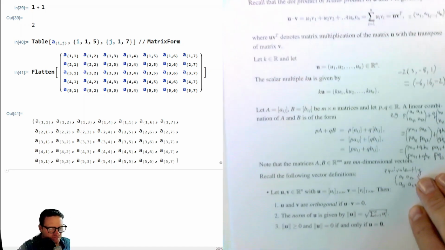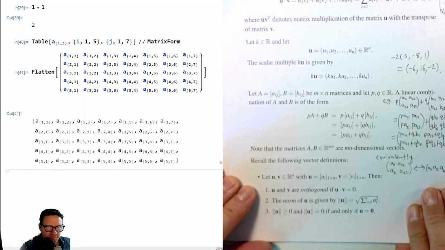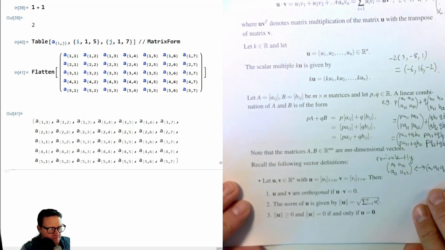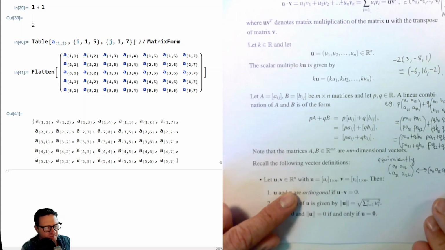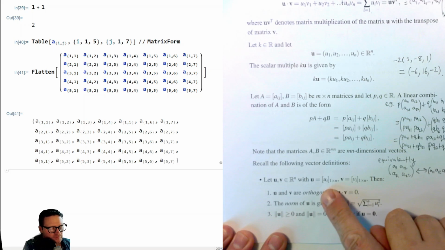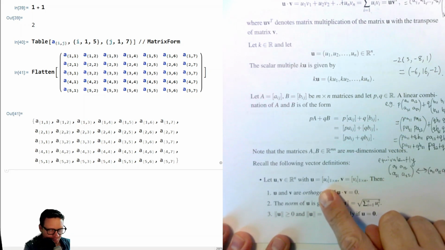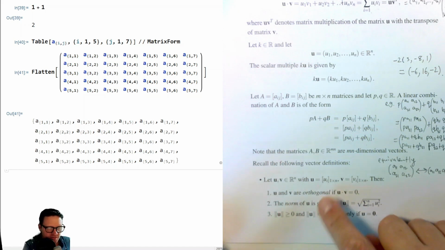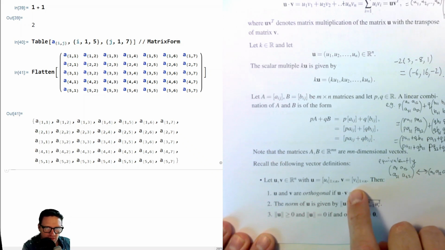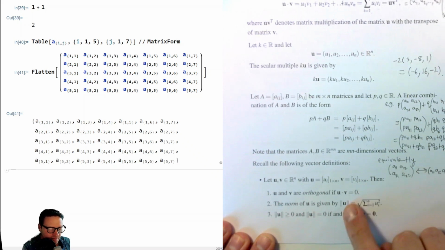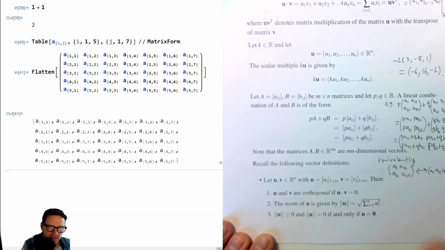Okay, so let's move down and recall a few definitions about vectors. So let u and v be two vectors in n space, where u is a 1 by n vector. So in other words, a vector with 1 row and n columns. So a row. And likewise, v is a row with n entries in it. So 1 row and n columns.